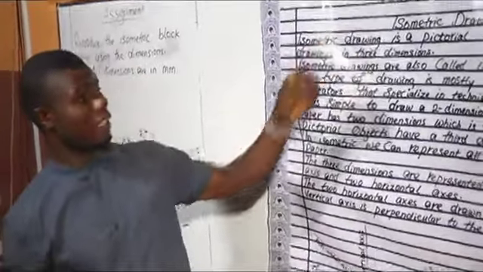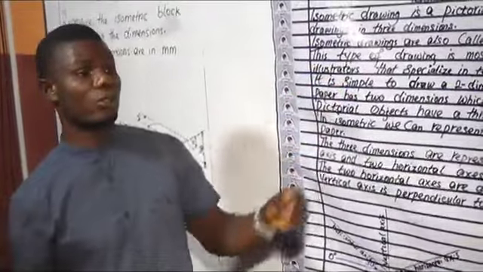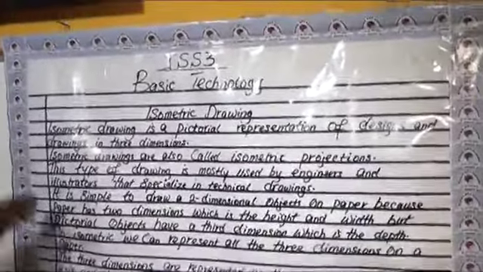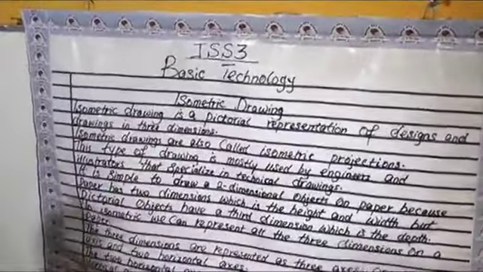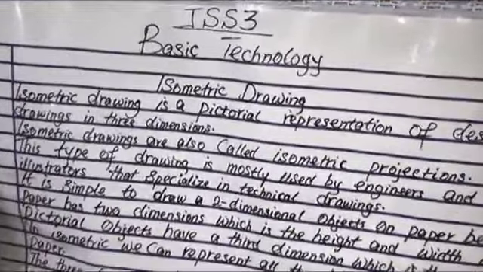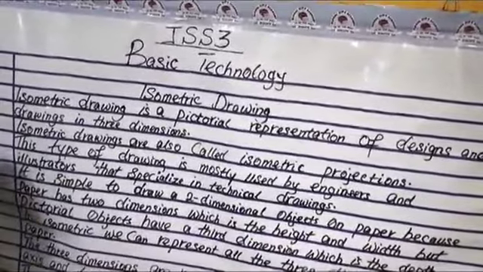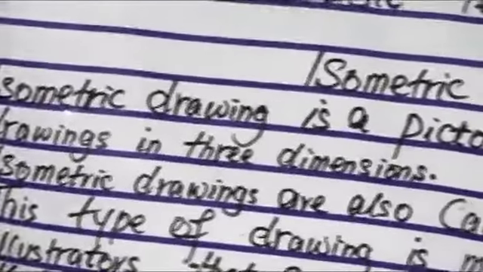But in basic technology or technical drawing, we use some techniques, and one of these techniques is what we have on the board today, isometric drawing. Now let's take a look at what isometric drawing is all about. Isometric drawing is a pictorial representation of designs and drawing in three dimensions. You can also call it isometric projection. This type of drawing is mostly used by engineers and illustrators that specialize in technical drawings.